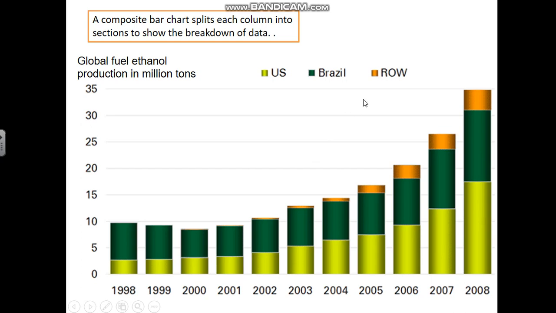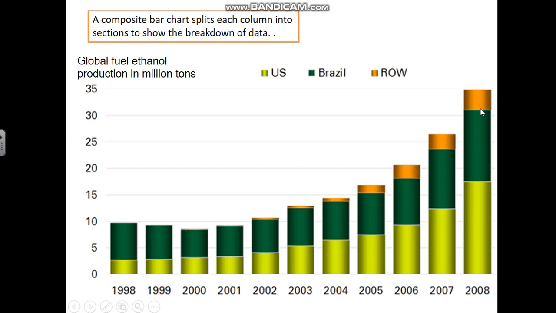And then we can see the ROW doesn't look like it was producing any here. You can see very slight production here, a very small amount there. But then from here on, we can see that that amount is getting bigger and bigger. Nowhere near as big as the other two countries, but we can see their production is increasing.